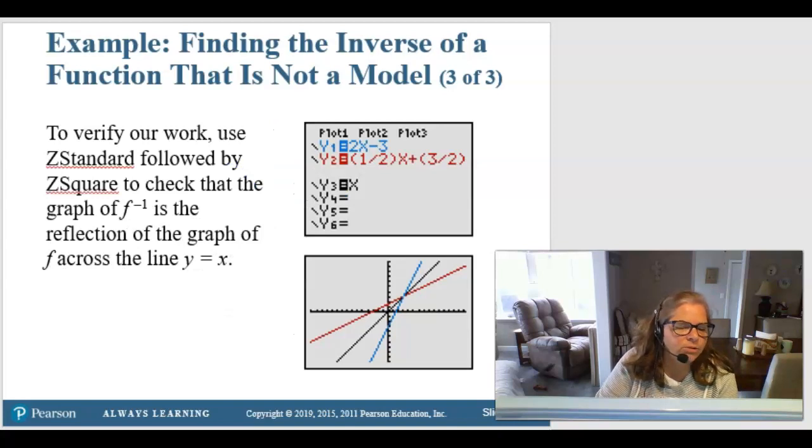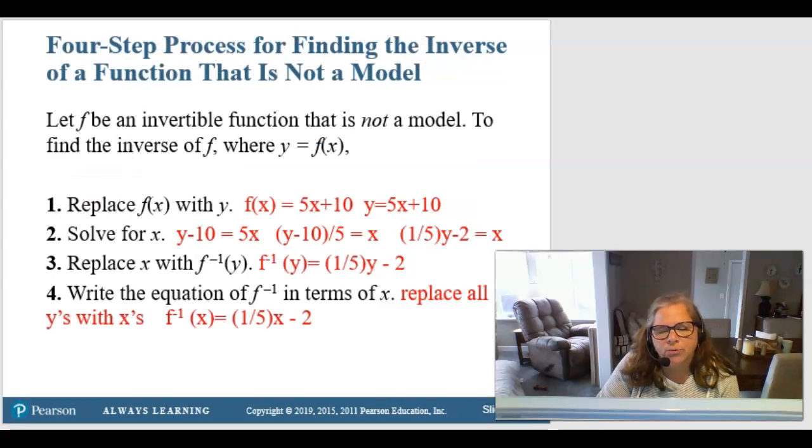Now, you can also do this in your graphing calculator. You can double check your work by plugging in 2 different equations, the original function and your new function, and make sure that you get that reflection over the line y equals x. So I will post this PowerPoint and this video on Course Connect shortly, and you can have this as part of your notes to go through the steps to make sure that you can find that equation.